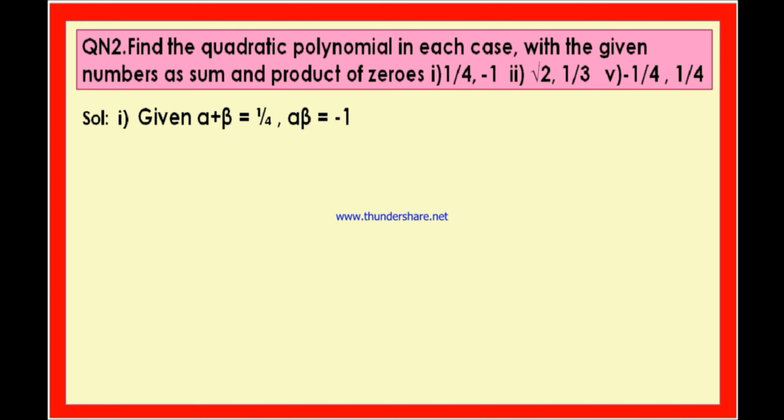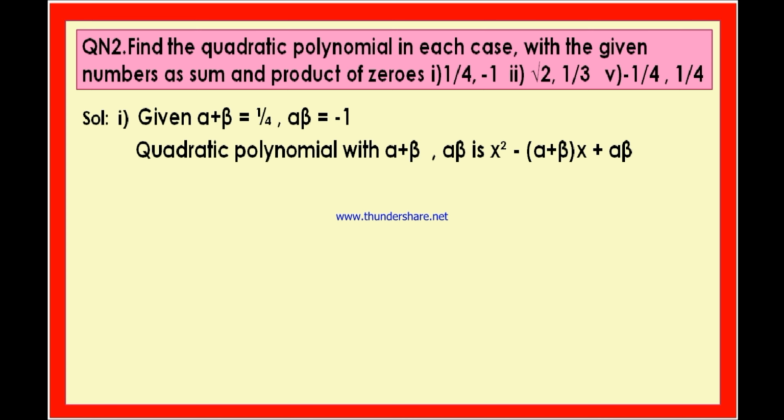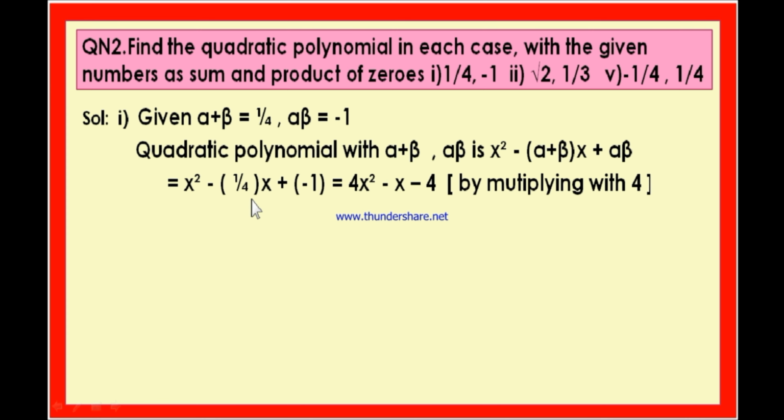If you know the sum of the zeros and if you know the product of the zeros, then there is a formula to find the quadratic polynomial. The formula with alpha plus beta and alpha beta is x square minus (alpha plus beta) into x plus alpha into beta. That is x square minus sum of the zeros into x plus product of the zeros. This is equal to x square minus, we know alpha plus beta is 1 by 4, plus alpha into beta is minus 1. So this is equal to x square minus 1 by 4 into x plus alpha into beta, which means minus 1. Here we have denominator 4 in the second term.